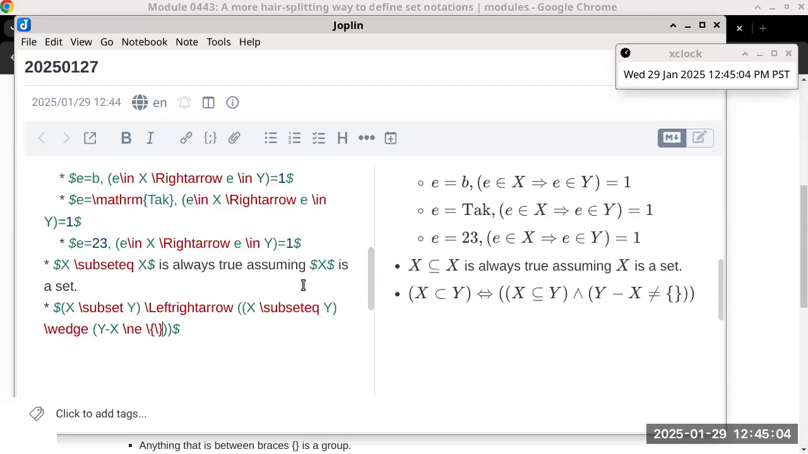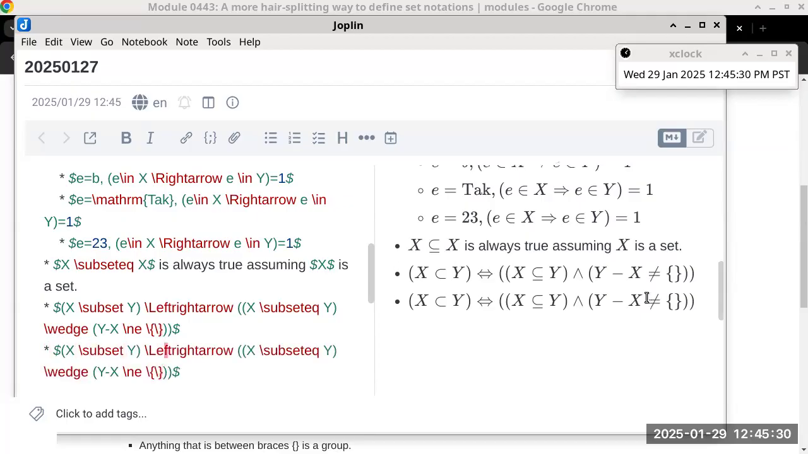Because what this means is there is something in Y that is not found in X. The first part says when I say X is a subset of Y, it means everything in X can be found in Y, but that's all it says. After the conjunction, we are also saying that there has to be at least one thing that is in Y but not in X. So I'm using the difference in this case. That's one way to do it.